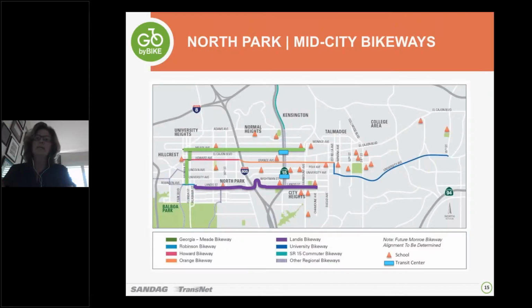Next slide, back down in the city of San Diego, and this is in the North Park Mid-City area, very high residential, very dense area. About 5% of the region's population live within our family of North Park Mid-City bikeways. And so right now we're in construction on 6.5 miles, and you can see those in the green and purple lines along Georgia and Meade Avenue, and then the purple line is along Landis. Next slide.